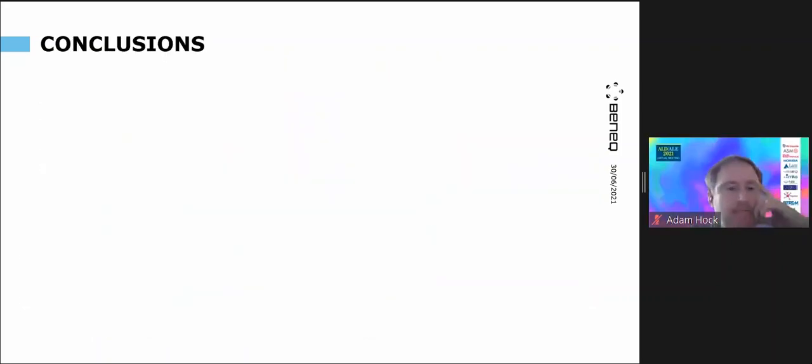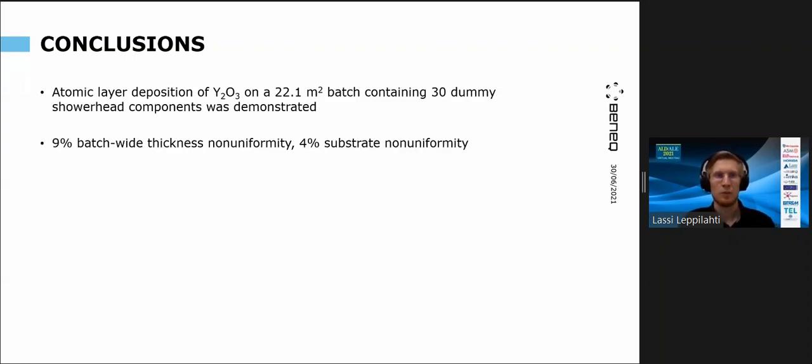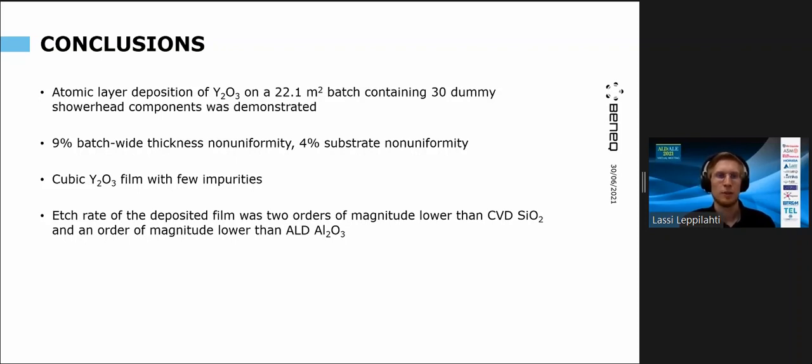To conclude this, we demonstrated atomic layer deposition of yttrium oxide on a very large batch, 22.1 square meters, containing 30 dummy showerhead components. We had 9% batch-wide thickness non-uniformity and 4% substrate non-uniformity, and grew cubic yttria film with few impurities. And the etch rate of the yttria film was, as I just mentioned, two orders of magnitude lower than CVD silica and an order of magnitude lower than ALD alumina.